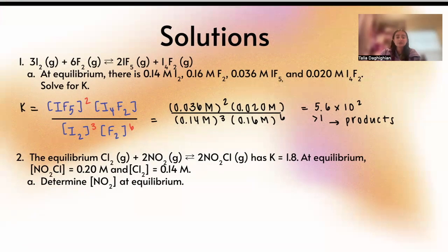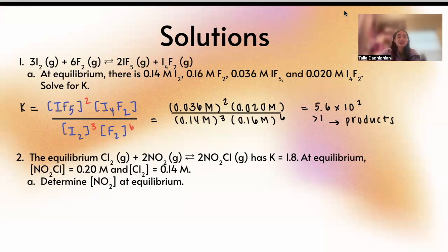Okay, so let's look at the first problem. We have 3I2 plus 6F2 in equilibrium with 2IF5 and I4F2. And we have our equilibrium concentrations. There's 0.14 molar of iodine, 0.16 molar of fluorine, 0.036 molar iodine pentafluoride, and 0.020 molar tetraiodine difluoride. Oh, that is a long name of a covalent compound.